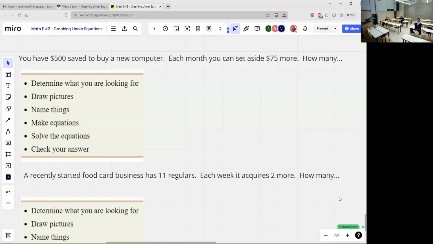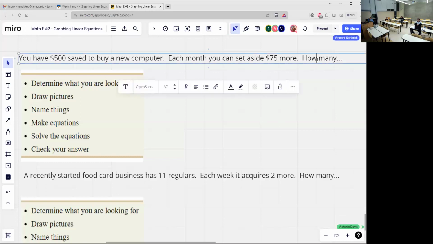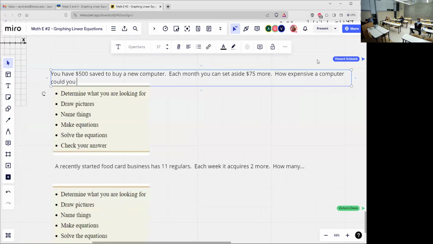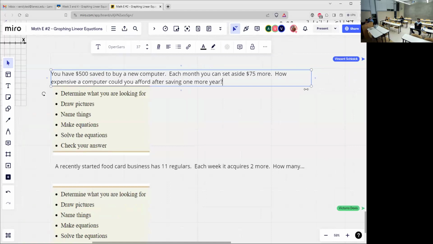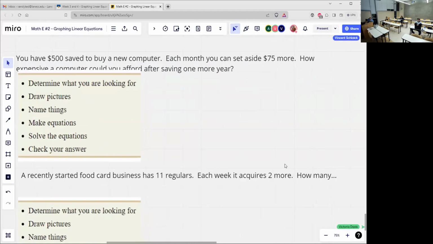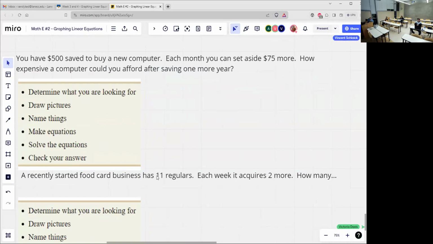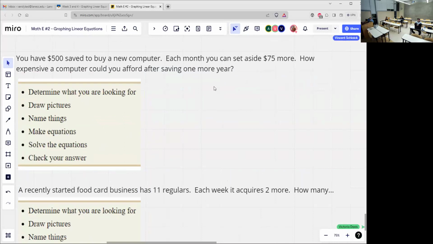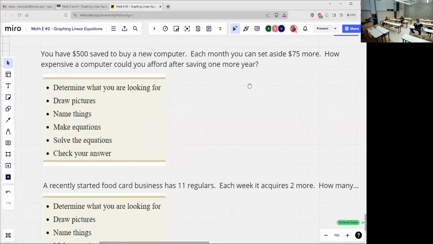How much money would you have in 1 year? How expensive a computer would you afford after saving 1 year? Okay, everyone like our top problem here? So how would I write that as an equation?